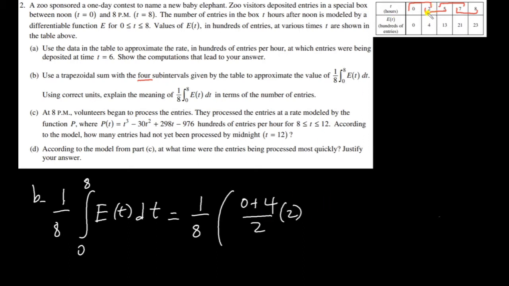The second trapezoidal part, the second subinterval, goes from 2 to 5, right? So we're going to take the average of these two, so it's going to be 4 plus 13 over 2, and you'll notice I'm adding these two together. And I'm going to multiply this by the difference between these two t values, which is 3. Okay? Then for the next subinterval between 5 and 7, I'll take the average of these two, so 13 plus 21 over 2 times the difference between these two t values, which is 2.